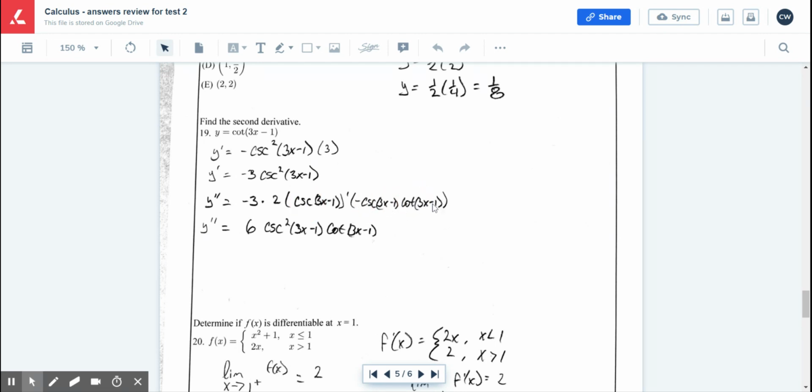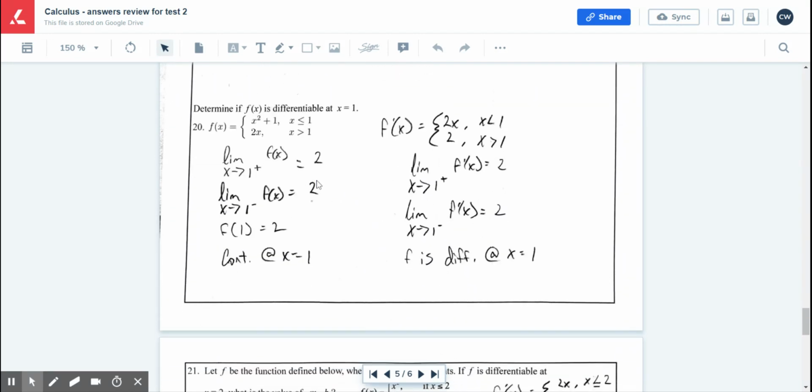Remember, the inside needs to stay the same. And I'm noticing that I forgot to take the derivative of the inside again. So there should be a 3 right here. So instead of 6 right here, we should have 18. So my answer should be 18 cosecant squared, 3x minus 1 times cotangent of 3x minus 1. I did a common mistake, forgot to take the derivative of the inside.